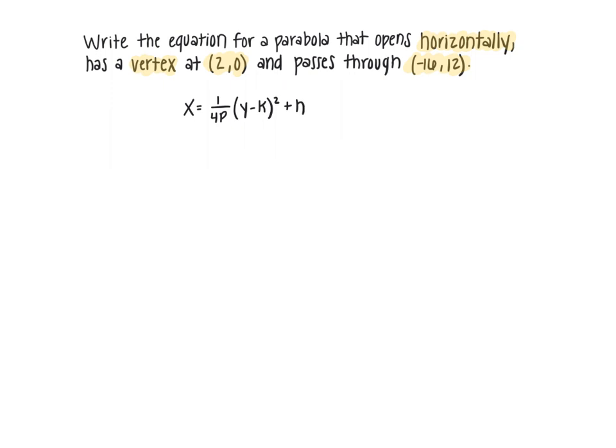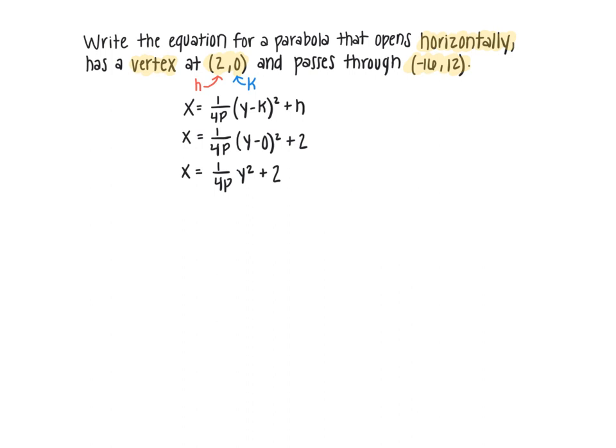So we already know what h and k is equal to because they gave us the vertex of our parabola. So I can go ahead and plug those in. So x is equal to 1 over 4p (y minus 0) squared plus 2. Let's go ahead and drop the 0. So I'll say x is equal to 1 over 4p y squared plus 2. So now the only thing left to find is p.